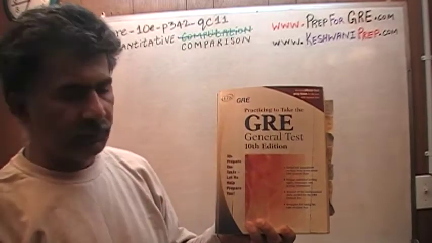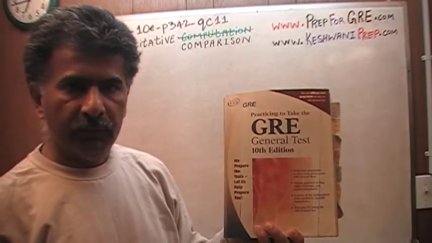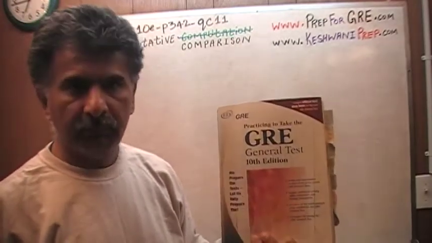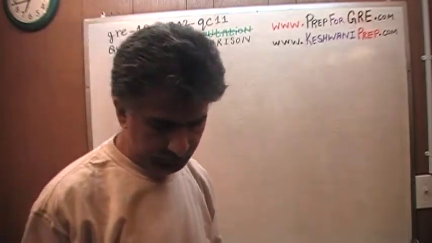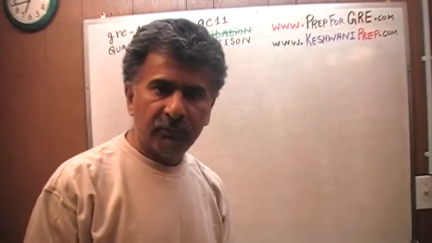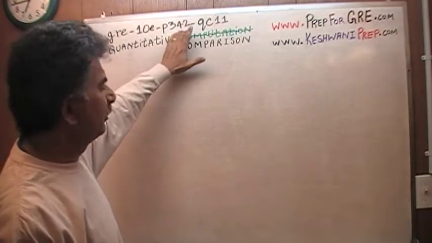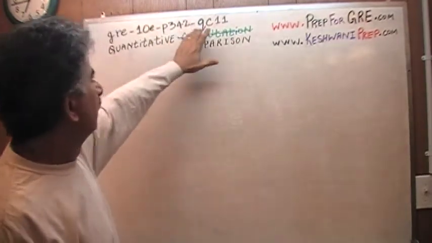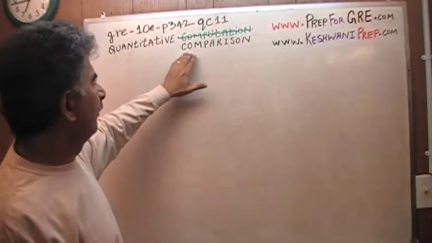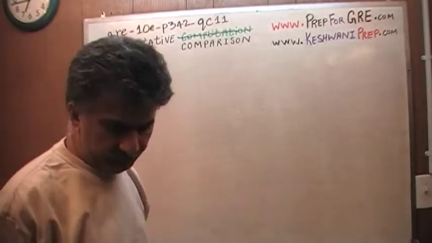I have been solving math problems for GRE out of this book, practicing to take the GRE general test, 10th edition. If you do not own this book already, purchase one immediately. The problem that I'm about to solve is the one that you're going to find on page number 342, number 11, quantitative comparison question, hence the QC. Let's take a look at it.